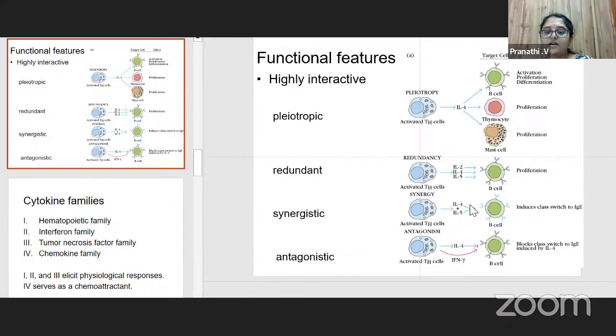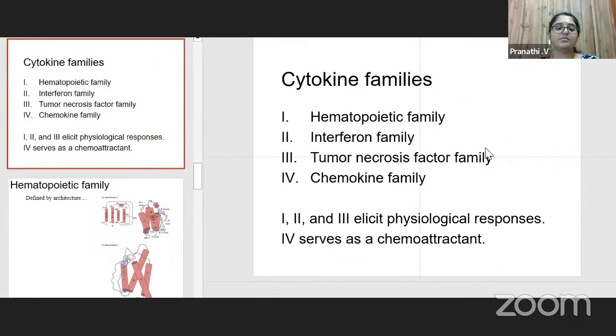Synergistic, what is going to happen? Both will join together from your cytokine family. Cytokines include your interleukins, for example, like I told you, and then they act together. Or else they can be antagonistic. Two types of interleukins are produced: one acts, one stops its action. So this is how you have different kinds of functions that are present.